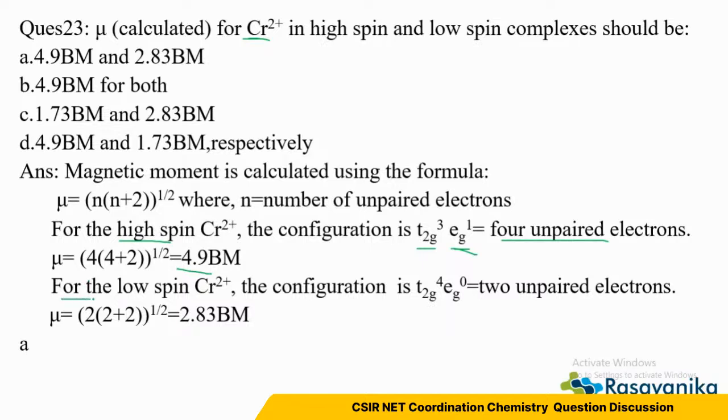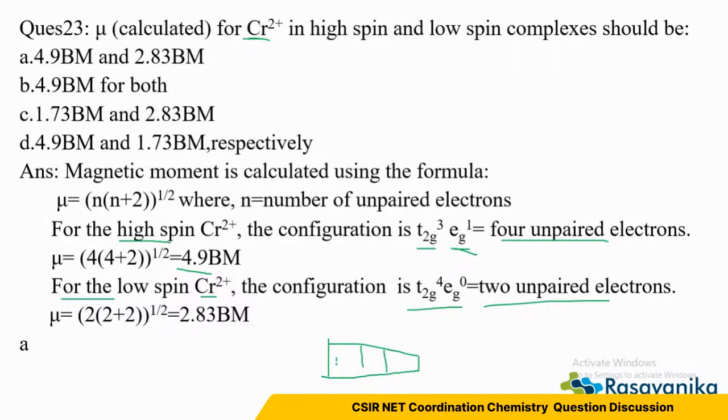Now, if we talk about the low spin chromium 2 plus, the electrons will remain paired as it is low spin. The configuration is t2g4 eg0, right? In the t2g, 3 electrons will first fill singly and one more electron will pair up in the t2g. So 2 unpaired electrons will be there for this one, t2g4, right? 2 unpaired electrons will be there. You can see here that this is your t2g.